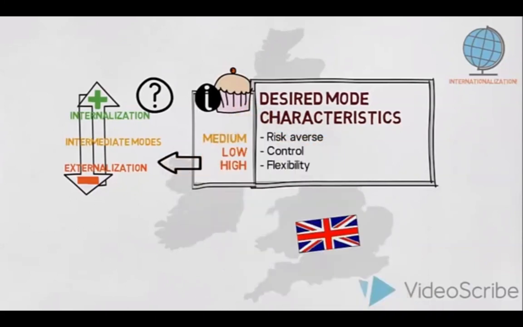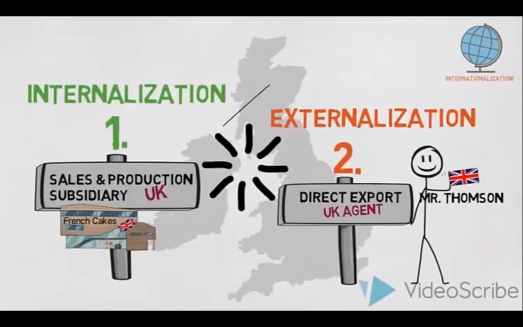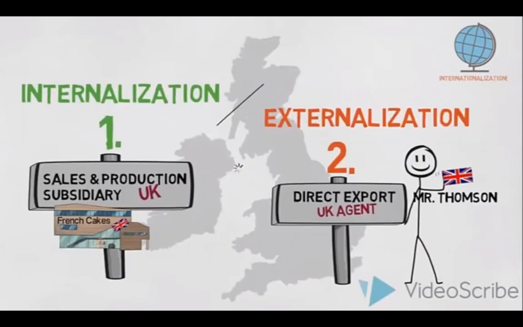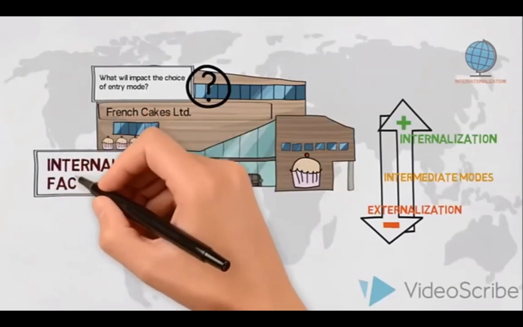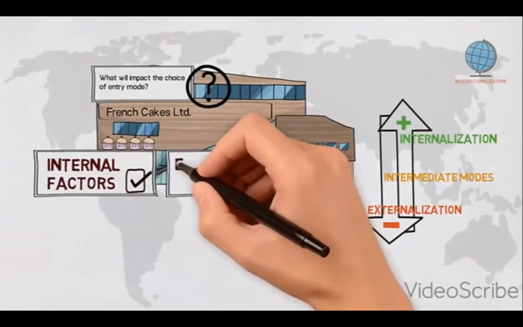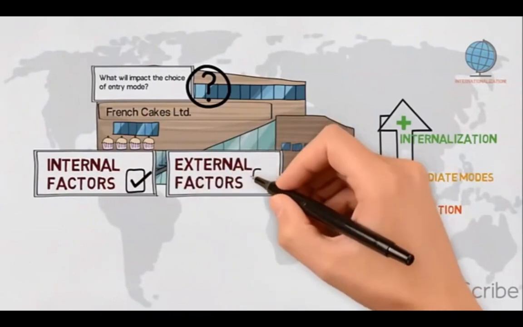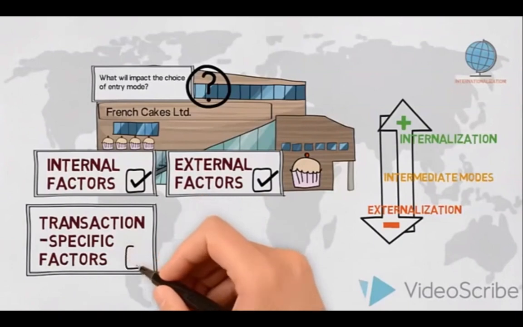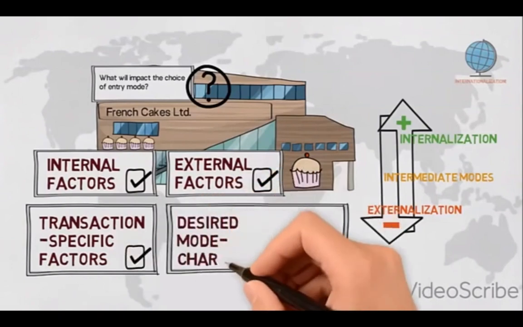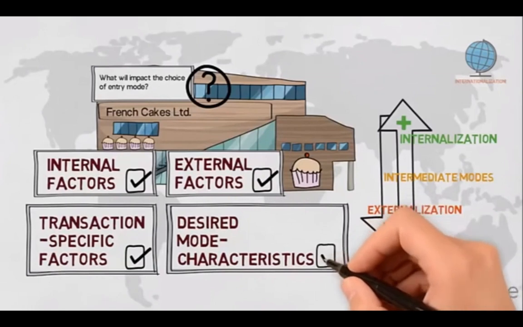An evaluation of these and the other three sets of factors indicate a move towards externalization, which supports French Cake's second option of using a UK agent, a direct export mode. Now we have evaluated four sets of factors that will influence French Cake's decision of entry mode. We have addressed the internal factors, the external factors regarding the UK market, the factors evaluating outsourcing suitability, and which mode characteristics French Cakes desire.